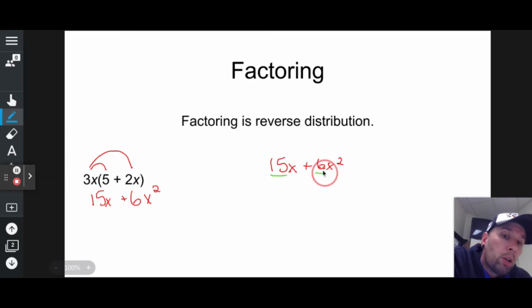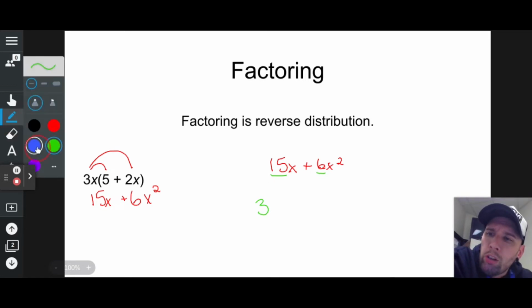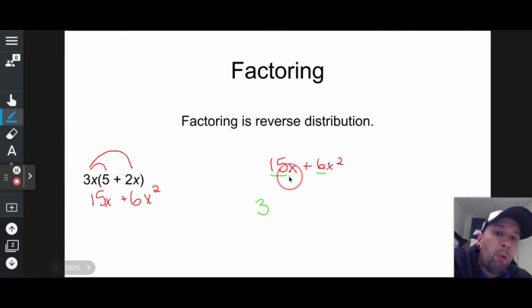What number can I divide out of each term? The largest number that I can divide out of each term, so 3. And what's the largest amount of letters that I can pull from each one? I can pull an x from here, I can pull 2 x's from there, but the largest I can pull from both is just 1x, so 3x.